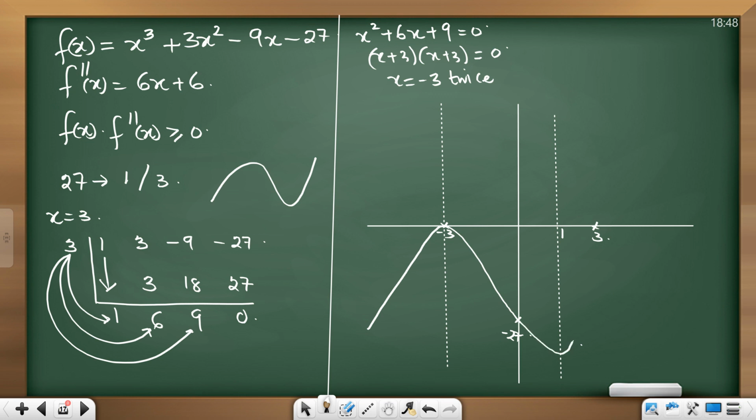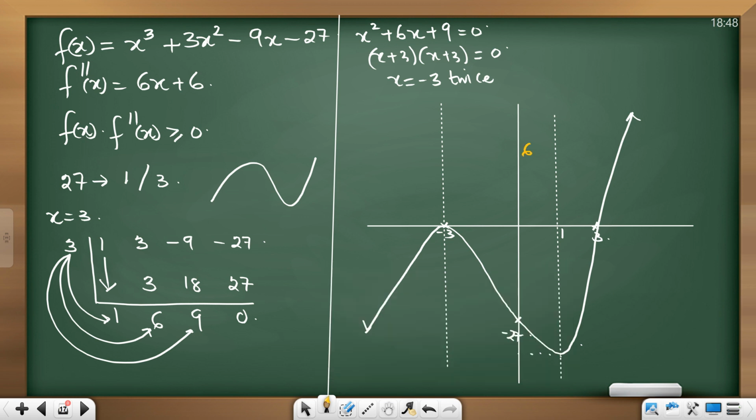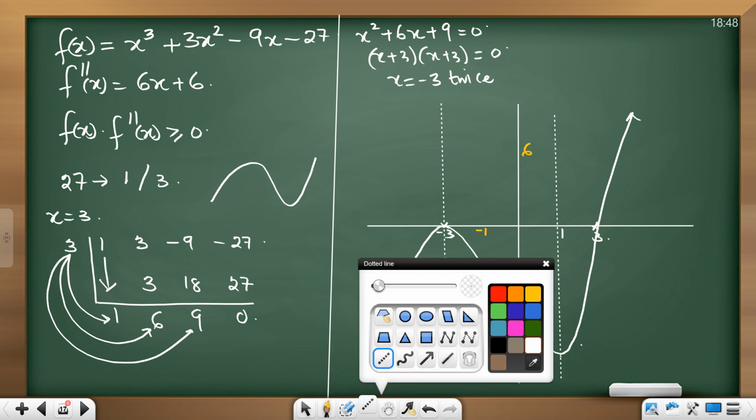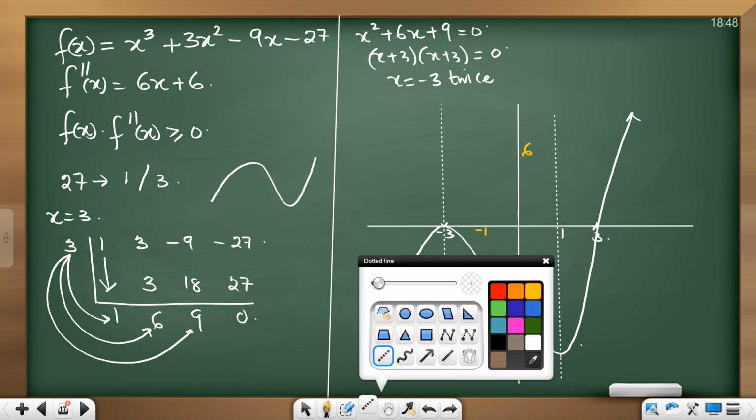I really don't need that -32. I know it's going down. Okay, but awesome. Are we okay, guys? And we have the other graph. What was the other graph? F prime prime. It's -1 and 6, I think. Okay, let's use a yellow for that. 6 and -1. And we know it is a straight line graph.